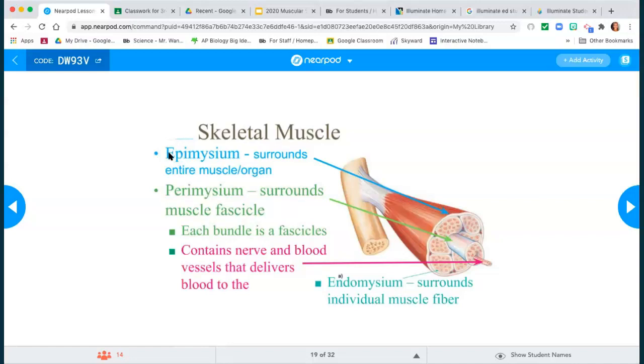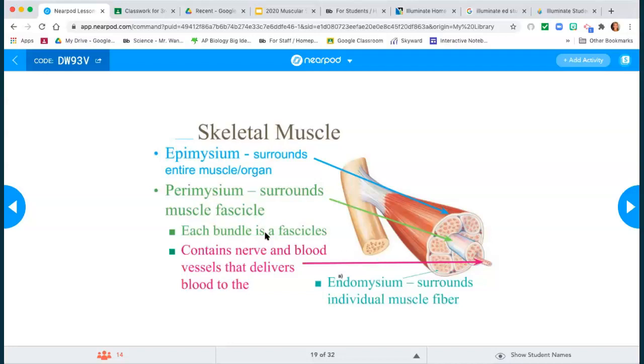Epi means above or upon, so you should write that down. Epi, above or upon. Myo, you know, is muscle. And eum is a connective tissue or lining. So it literally translates to the lining above the muscle. This entire muscle, like your bicep, for example, the whole muscle is surrounded by an epimysium, which is tough, fibrous connective tissue. If you help your mom in the kitchen and you're making a chicken breast, you will see that connective tissue on the outer layer of the muscle. So you can physically see that.